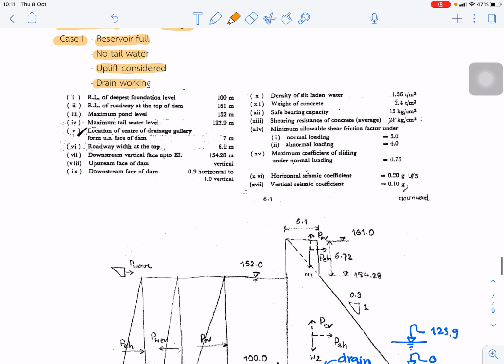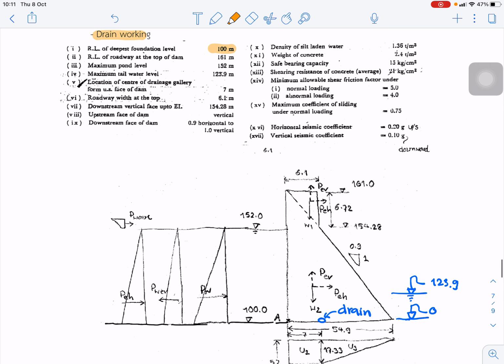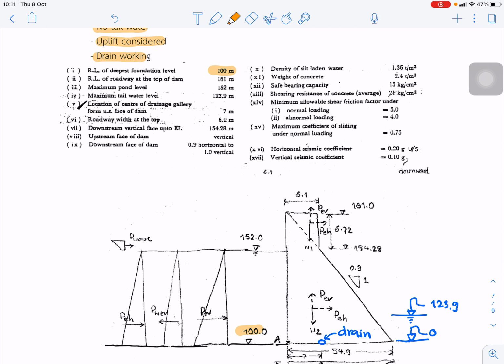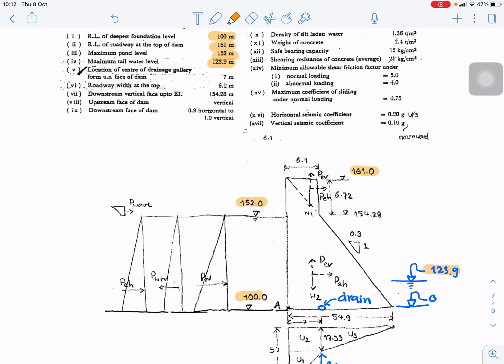Okay, so from this given information, for example, the RL, the reference level of the depth, is 100 meters. So we fix this as the foundation level. The reference level of the roadway at the top of the dam is 161. So that is the level of the road at the top of the dam. Maximum pool level is 152. That is the pool level, 152. Maximum tailwater is 123.9. So this is the maximum tailwater. But in our case, we assume 0 because there is no tailwater.